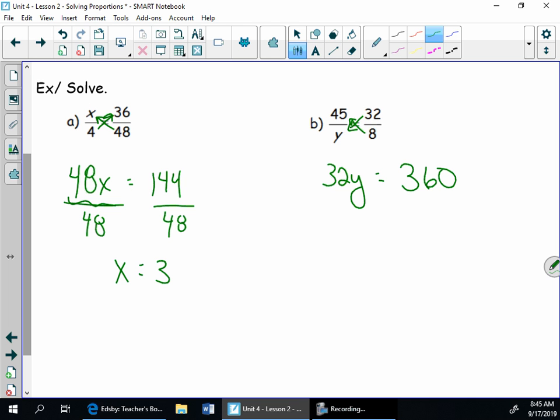I need to get y by itself, so I'm going to divide by 32. If I divide one side, I have to divide the other. Those two cancel each other out, and I end up with 11.25. Decimals are fine. Keep 2 of them if we have to. This actually turns out to be a nice decimal, and that's okay. All right, let's try some more things.